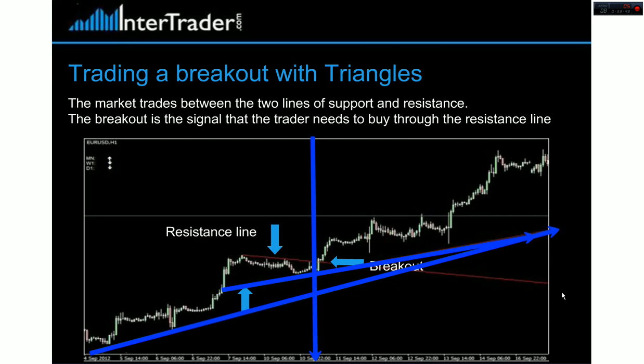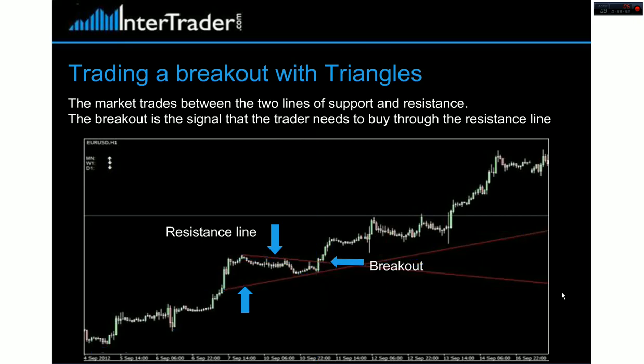So that's your level of support. You draw your line from here to here, yeah, resistance. Okay, so you know that at this point, the smaller the triangle, the further we get towards the end, the more likely it is to break out.